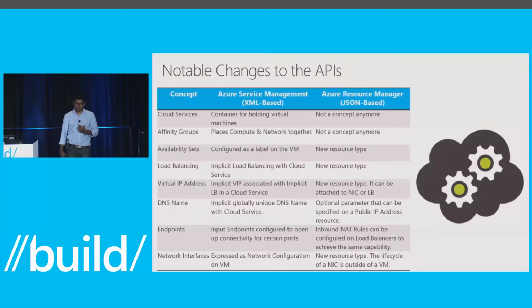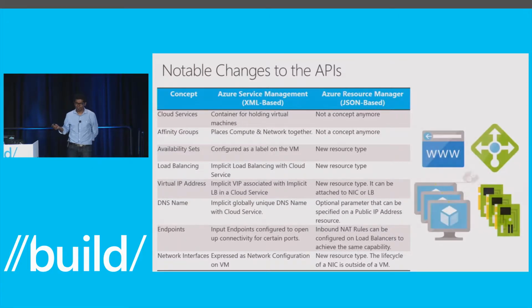Okay, so what are the notable changes in the APIs? There are a few things that we have fundamentally changed. We used to have something called a cloud service, which offered a lot of these capabilities. That's been modified to Lego blocks, really. The cloud service used to offer us a public IP address or a VIP. It used to give us an implicit load balancer. It used to give us an implicit concept called an availability set.